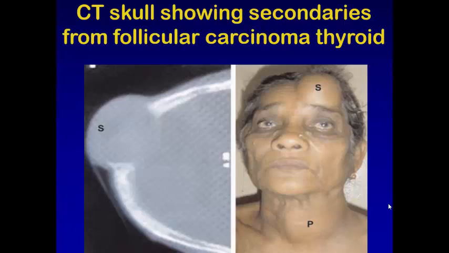In this picture we can see there is a skull mass due to follicular carcinoma. Skull mass, as we said, the follicular carcinoma commonly has hematogenous spread, and the most common site is the bone.